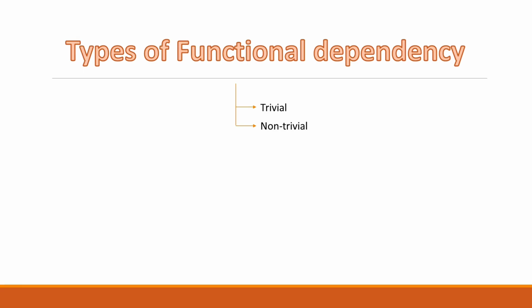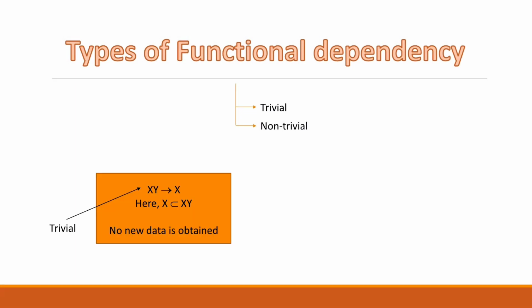Next, let's have a look at the different types of functional dependency. There are two types of functional dependency: trivial functional dependency and non-trivial functional dependency. Consider a functional dependency from xy to x. Here you can see that x is a proper subset of xy. This functional dependency is quite trivial. We are getting x from xy, so no new data is obtained here. Such a functional dependency is known as trivial functional dependency.